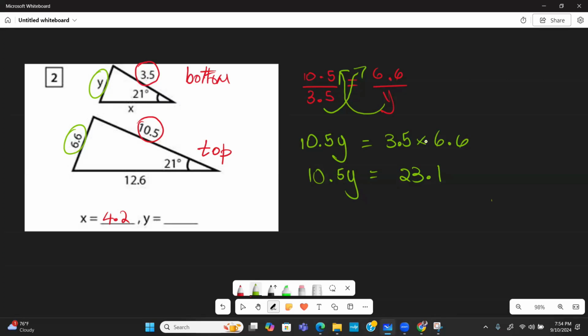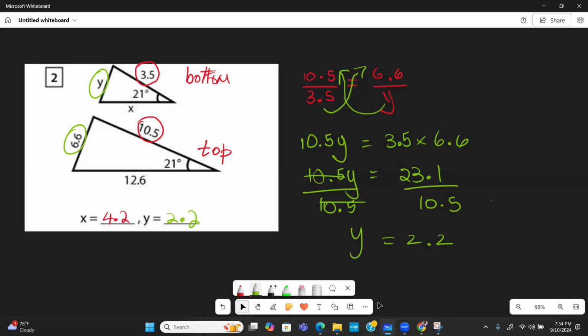Let's divide both sides by 10.5 so that we can find a value for y. So y is going to equal 2.2. So the value of y is 2.2.